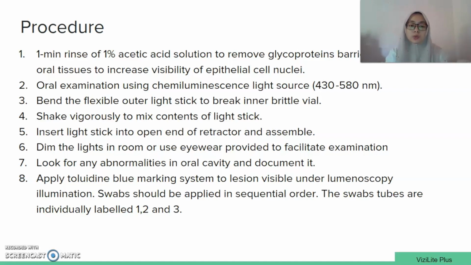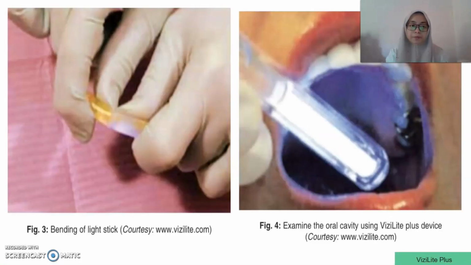Dim the lights in the room or use the eyewear provided to facilitate the examination. Look for any abnormalities of the oral cavity and document them. If the lesion is found positive, which is shown as aceto-white lesions under the chemiluminescence light stick, apply the toluidine blue marking system. The swabs should be applied in sequential order. The swab tubes are individually labeled 1, 2, and 3.